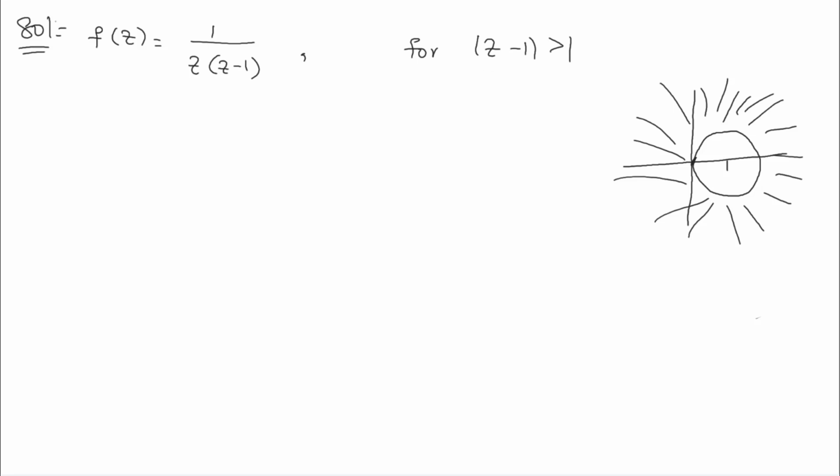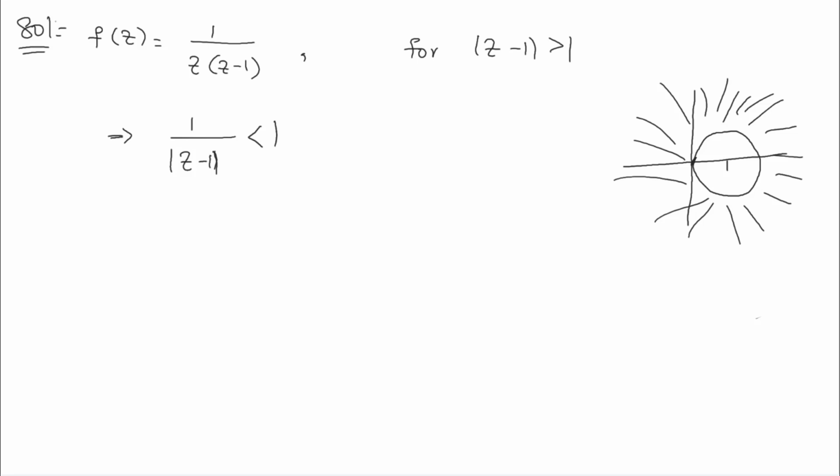Since nothing is given about the point z equal to 1, we have to consider only this region. Since it is given that modulus of z minus 1 is greater than 1, we can write that 1 divided by modulus of z minus 1 is less than 1. One can see that easily.